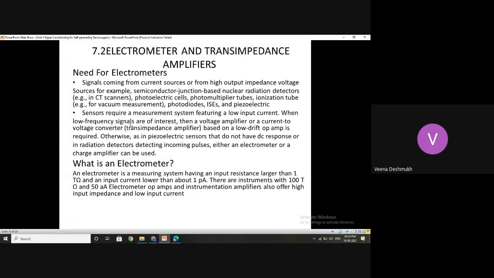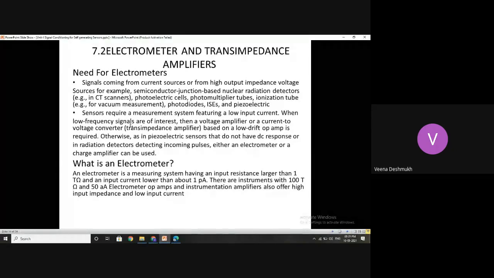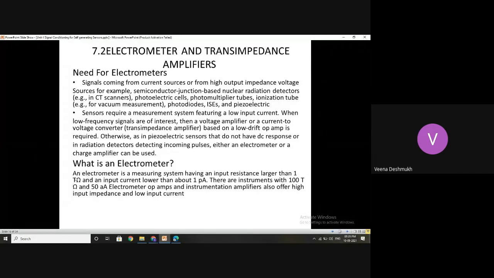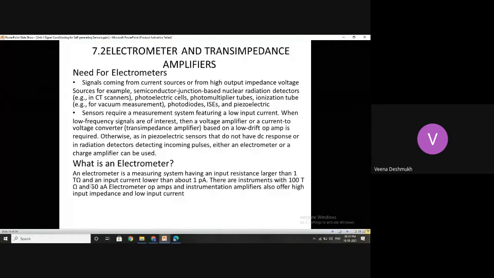Now what are these electrometers? Electrometers are basically measuring systems whose input impedance is so large. All these days we have heard about mega ohms of input impedance. Here the input impedance is as high as in terms of T. What does this T stand for? What does this small p stand for? It is pico amperes.